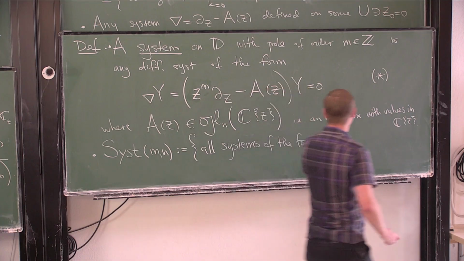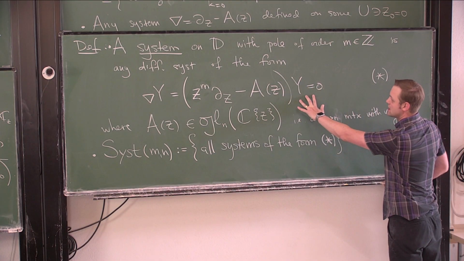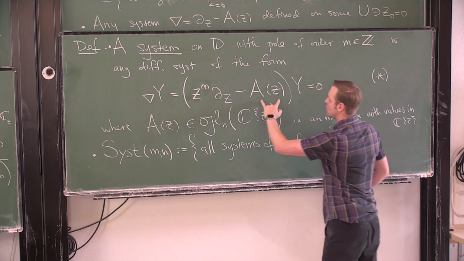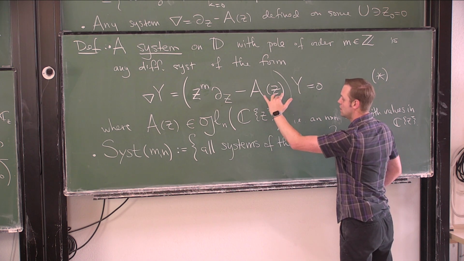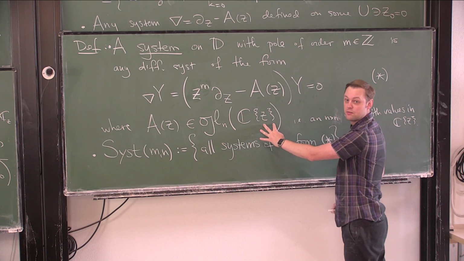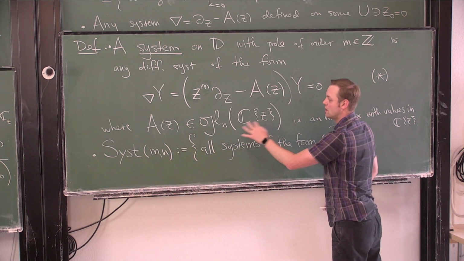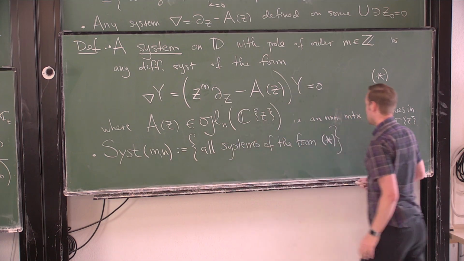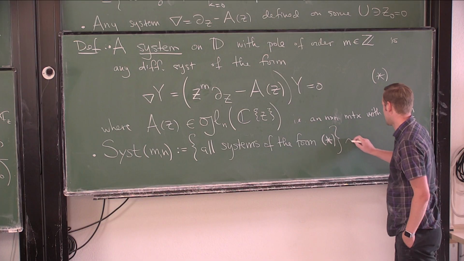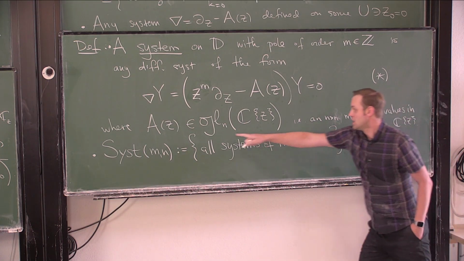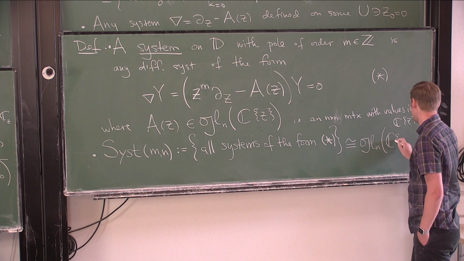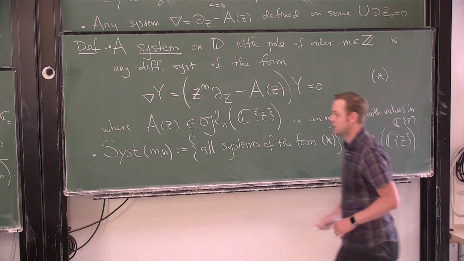So you see, what is the defining object? Once I specify the order of the pole, once I specify this integer m, in order to give you a particular system, all I need to give you is this matrix A, an element of this space. So, in other words, what this discussion shows is that the space of all possible systems is isomorphic to this set, GLN with coefficients in CZ. It's really just a choice of this matrix A.